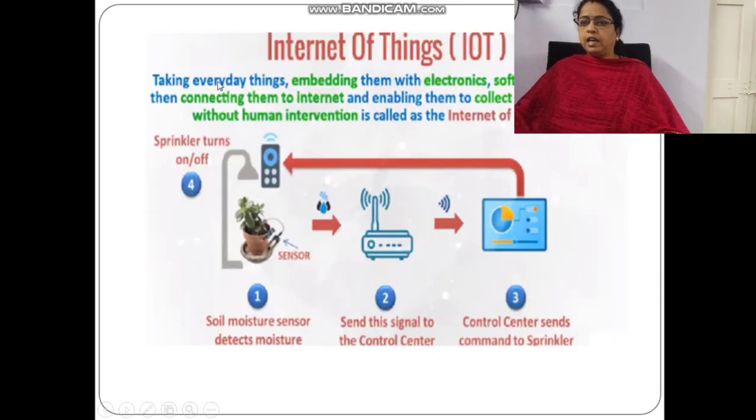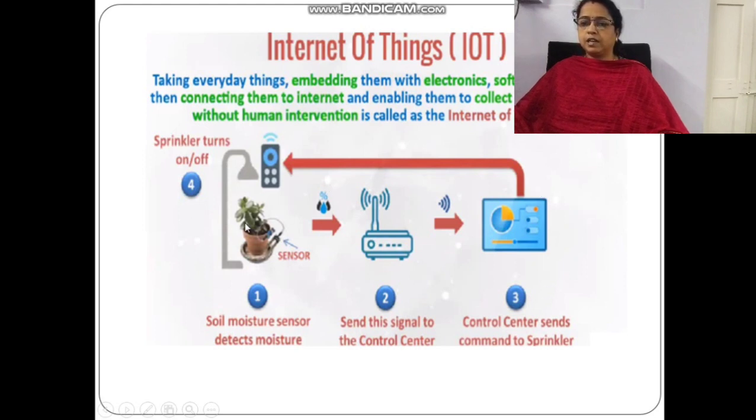So here, taking everyday things, embedding them with electronic software sensors and then connecting them to the internet and enabling them to collect and exchange data without human intervention is called the Internet of Things, which is shown here in a small example. You can see that here the sequence is given as 1, 2, 3, 4. So this example shows how IoT works without any human intervention, how this whole thing is going to work.